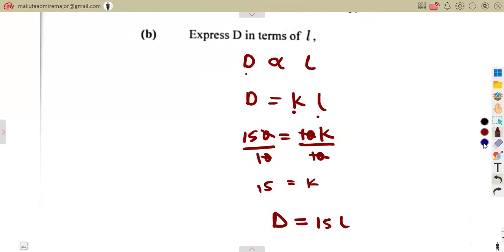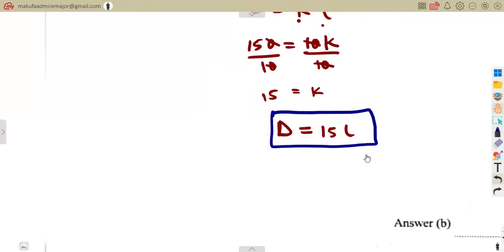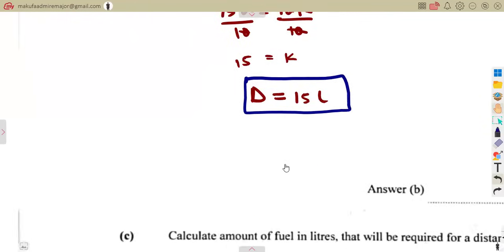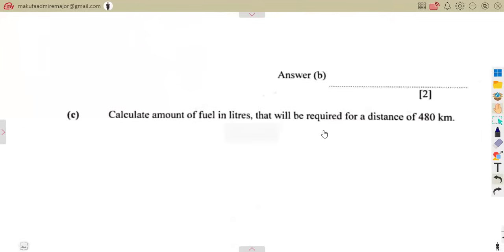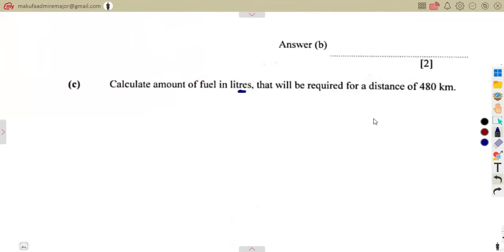So this is the relationship that is to express D in terms of L. So D is equal to 15L. That was 2 marks for that. Then calculate the amount of fuel in liters required to cover 480 kilometers.